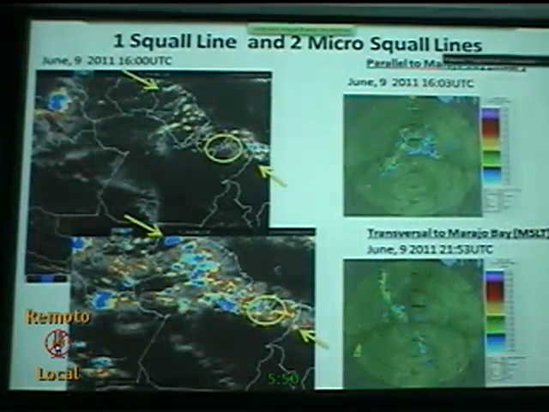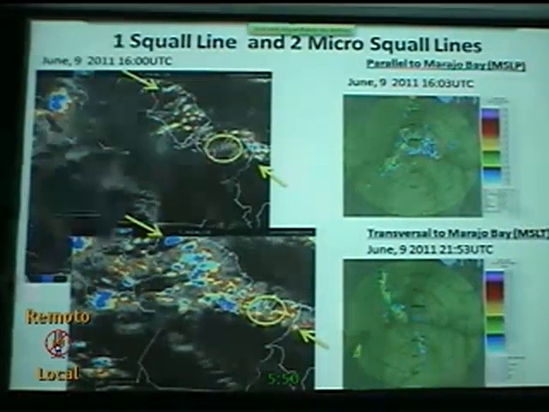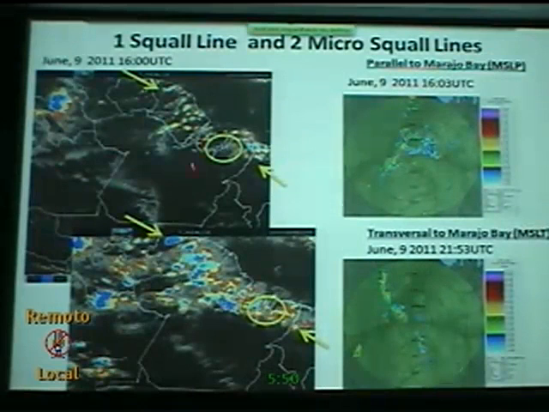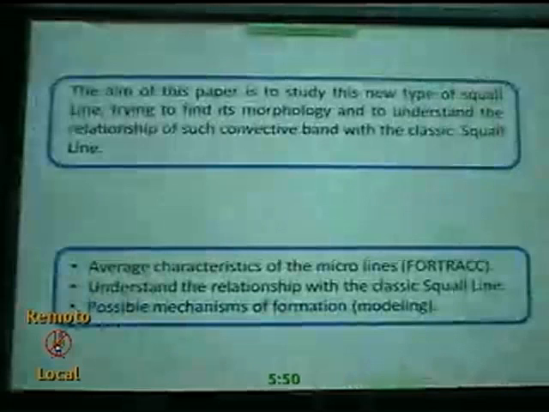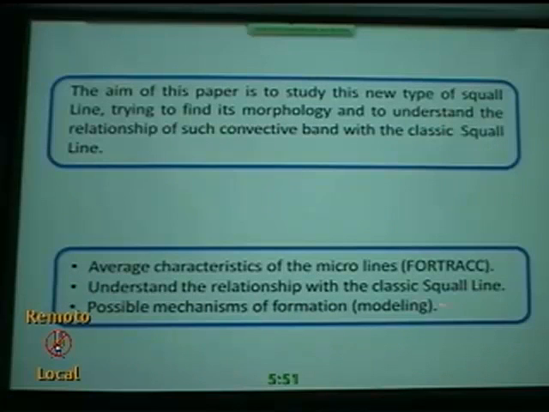This is Guajará Bay, selected. And in this bay we had the traditional, classical squall line, but we also have this new kind of squall line, micro squall line. In the future, we believe we need to use modeling to understand it very well and produce the information.